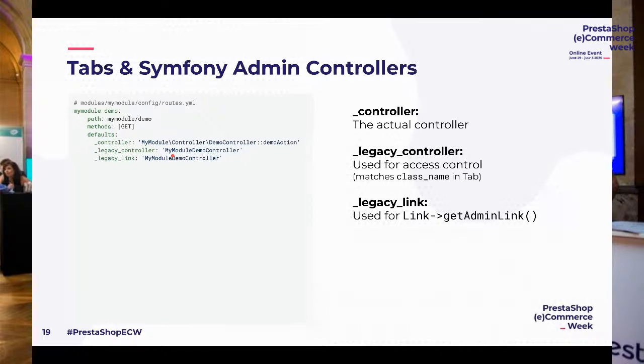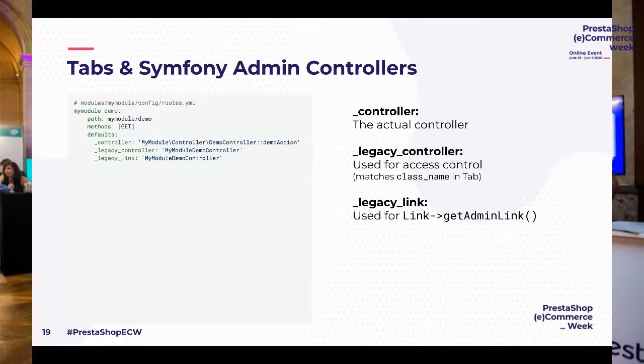And since these systems are still managed by legacy code, when you create a new controller that doesn't have a legacy equivalent, you still have to create a new name, which is fake, but it's still a name, which is called legacy controller, so that you can handle links and tabs and access control. And as I said, the first one is legacy controller, which handles access control and tabs. And the second one is legacy link, which is used when you are using internal links through the link class, which is the same thing. It just matches a controller with a Symfony controller.